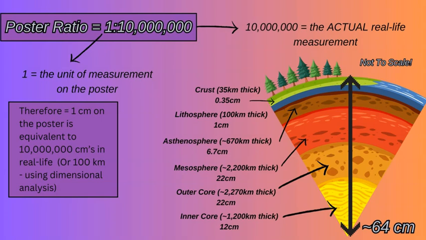And then from there, they have to figure out the to scale unit that they'll put onto their poster for each layer. So it will be accurate and scientific in regards to the thickness on the poster, and the ratio is 1 to 10 million. So 1 centimeter on the poster they draw is equivalent to 10 million centimeters in length in real life. So that scale is 1 to 10 million.